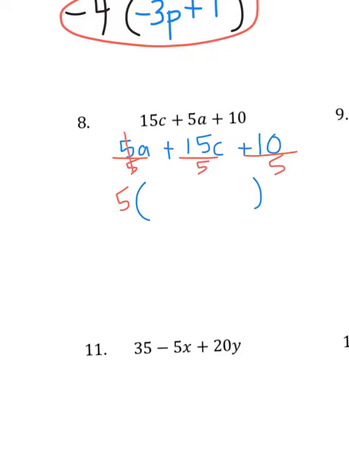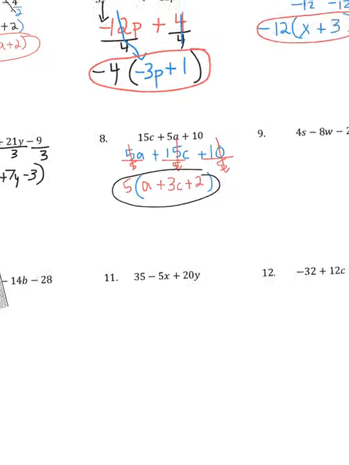5 divided by 5 is 1A. 15 divided by 5 is a positive 3C. And 10 divided by 5 is a positive 2. And this is my final factored expression.